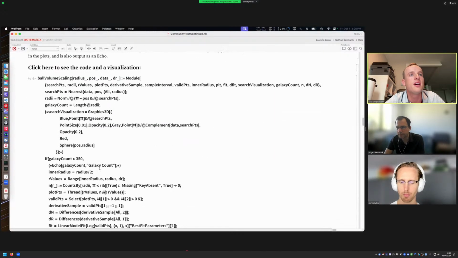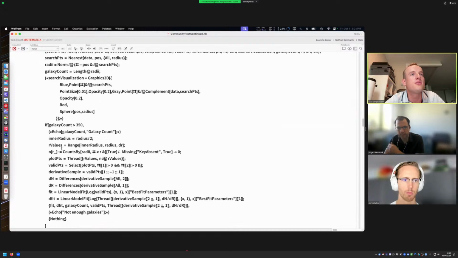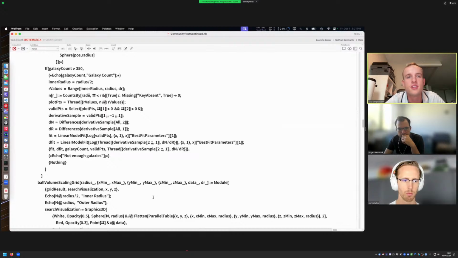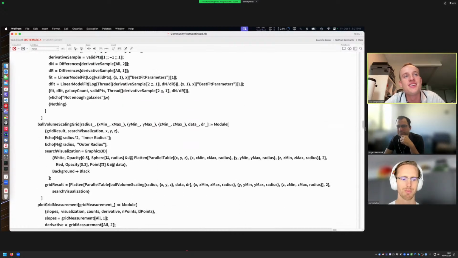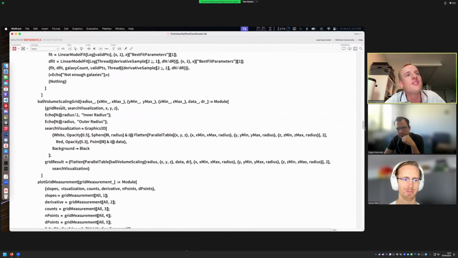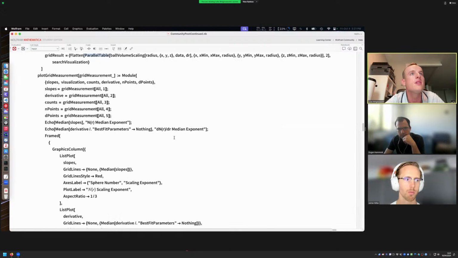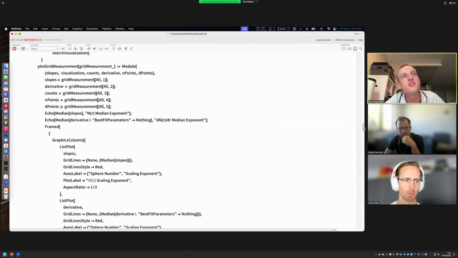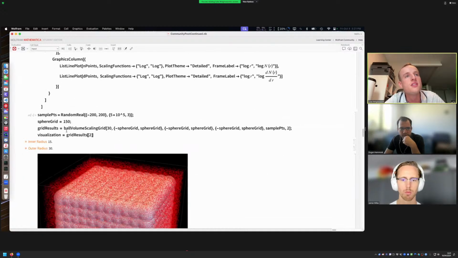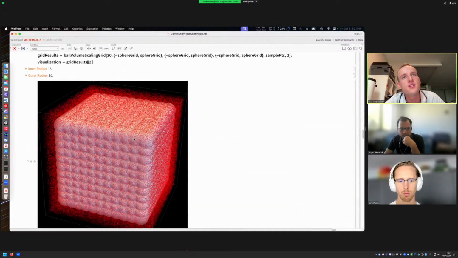So what I did, this is the same code for the single sphere here. I just removed the visualization so it wasn't crashing my computer when you did it so many times. All this does is call the original sphere function inside of a parallel table. So it just draws the spheres over a giant 3D box shape, and the spheres are overlapping. And this just plots all of the results. So this is what it looks like.